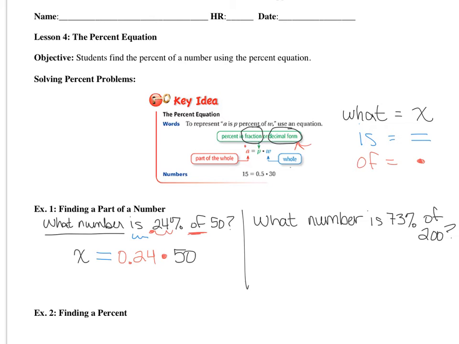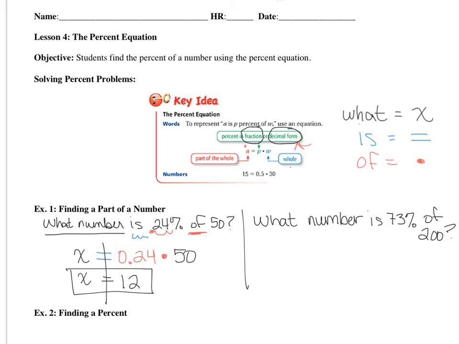So to solve this one, I'm going to look at my equation. And remember, we're always looking to see if there's any math I can do on either side of that equal sign. Since on the left-hand side, all I have is an X, I'm just going to write it down. But on the right-hand side, I have 24 hundredths times 50. Well, 24 hundredths times 50, if I type that in my calculator, I get 12. 12 is 24% of 50, and that's my answer.